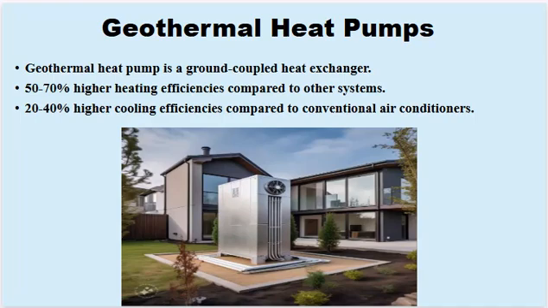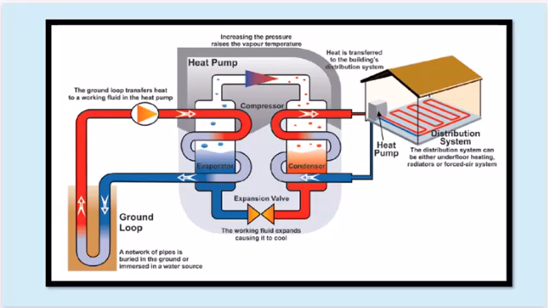Ground-coupled heat exchanger. A geothermal heat pump uses the stable temperature of the earth as a heat source in winter and a heat sink in summer, transferring heat through a ground-coupled heat exchanger. Higher heating efficiency. Geothermal heat pumps are significantly more efficient for heating, offering 50 to 70% higher heating efficiencies compared to conventional heating systems. Higher cooling efficiency. They also provide superior cooling performance, with 20 to 40% higher efficiencies than traditional air conditioning systems, making them energy efficient year-round.